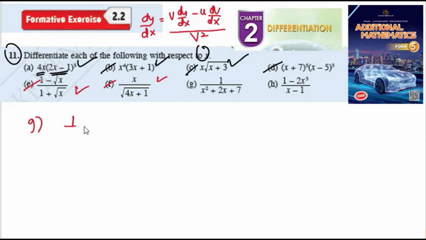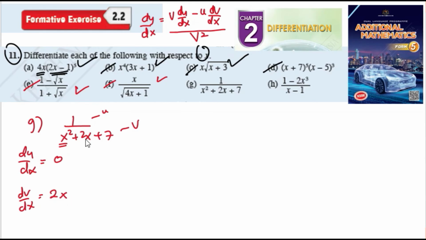Next, y equals 1 over x squared plus 2x plus 7. So this one is u and this one is v. So du over dx is equal to, when we differentiate 1, we get 0. So dv over dx is equal to, when we differentiate this one, differentiate x squared, you get 2x. Differentiate 2x, you get 2. And differentiate 7, you get 0. So now we can put it inside the formula.